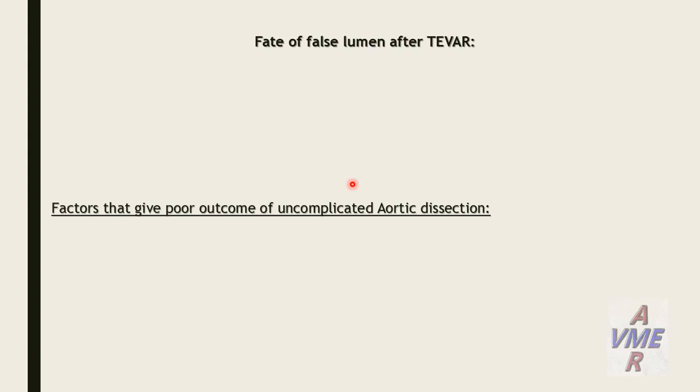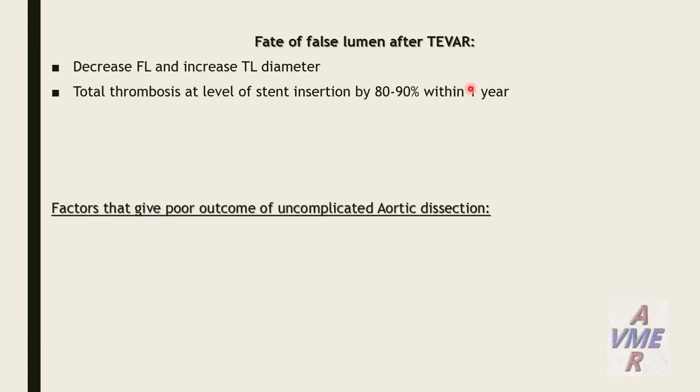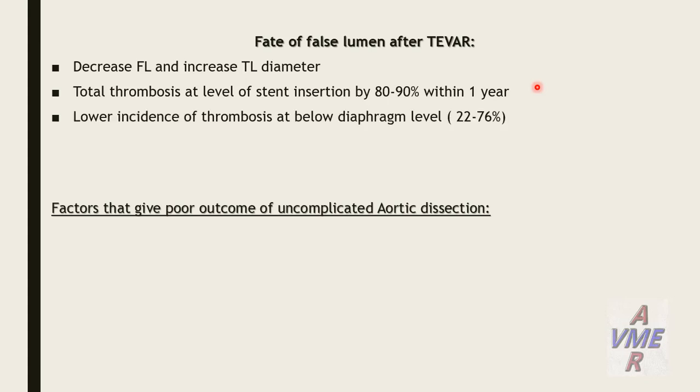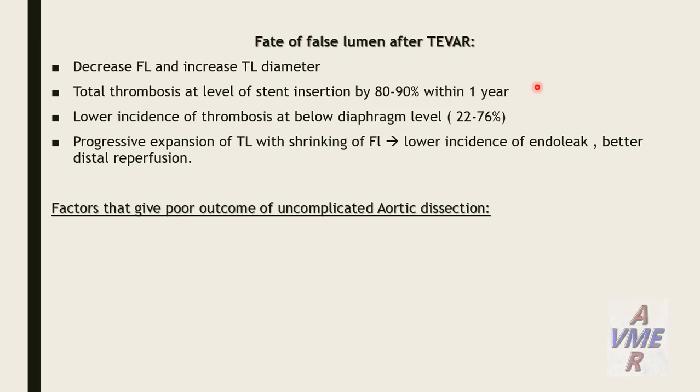Finally, what is the fate of the false lumen after TEVAR? Decreased false lumen and increased true lumen is called aortic remodeling. Total thrombosis at the level of the stent occurs in 80 to 90% within 1 year. There is a lower incidence of thrombosis below the diaphragm level, progressive expansion of the true lumen with shrinking of the false lumen, a lower incidence of endoleak, and better distal perfusion.